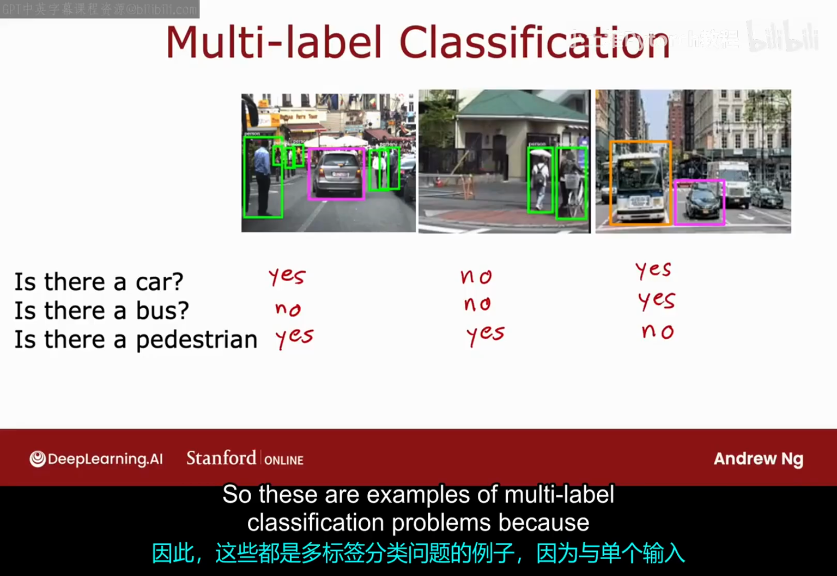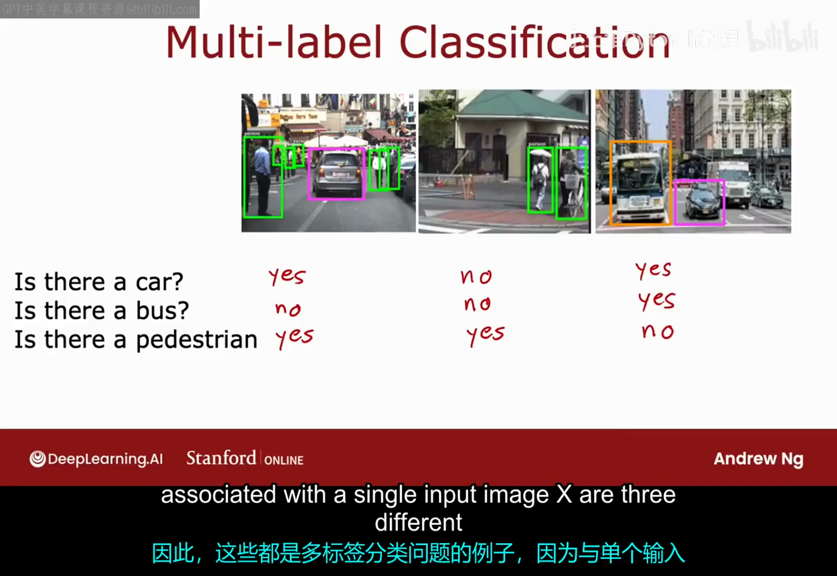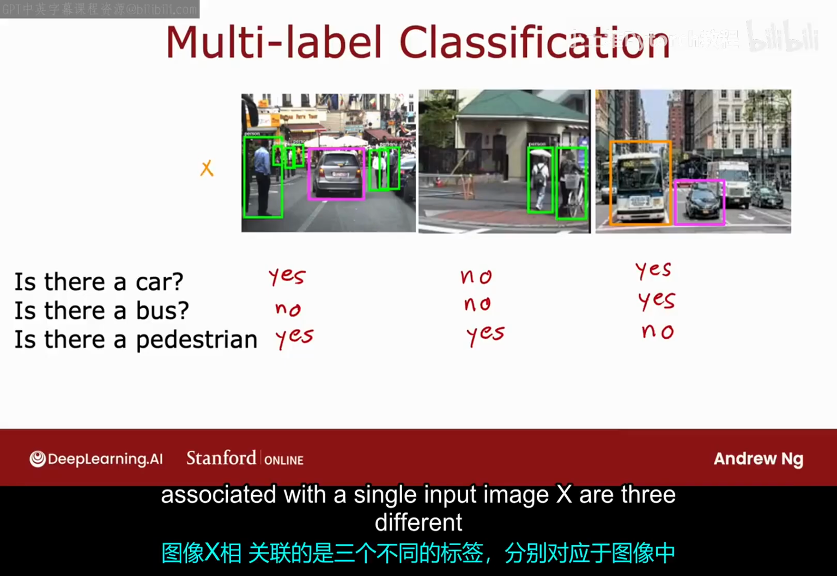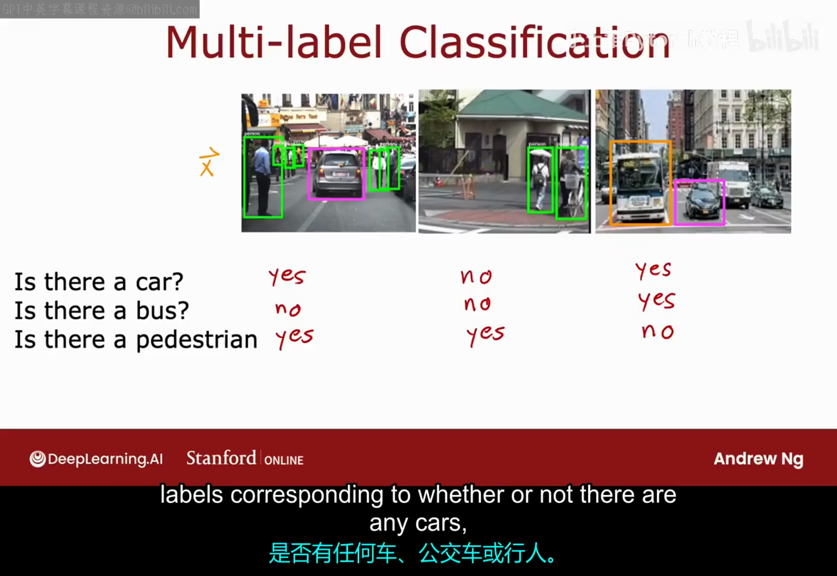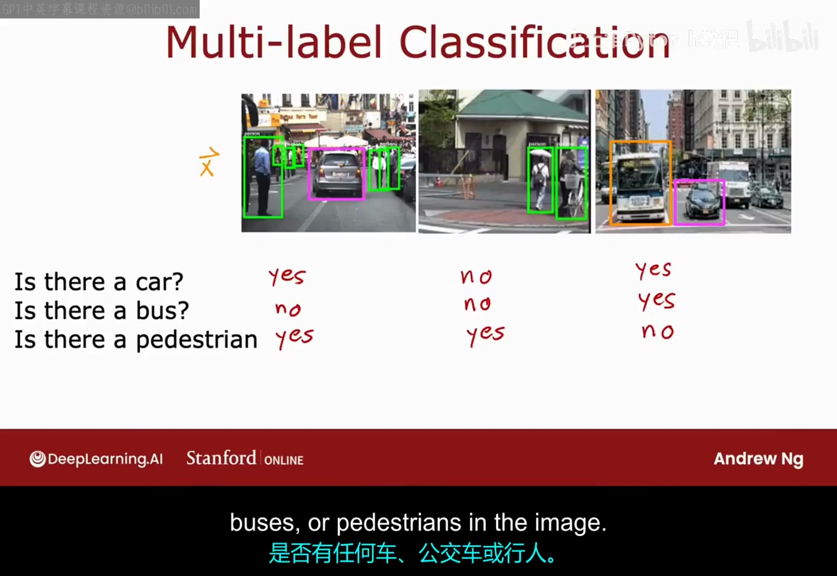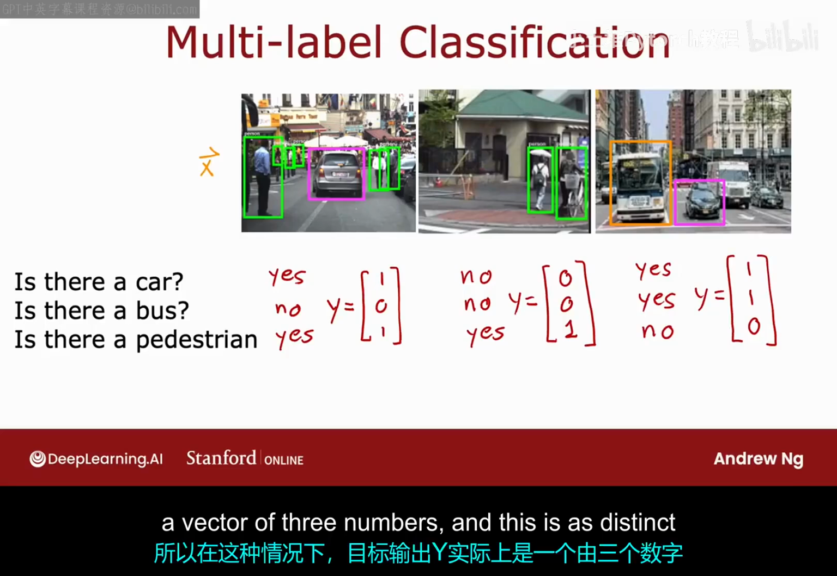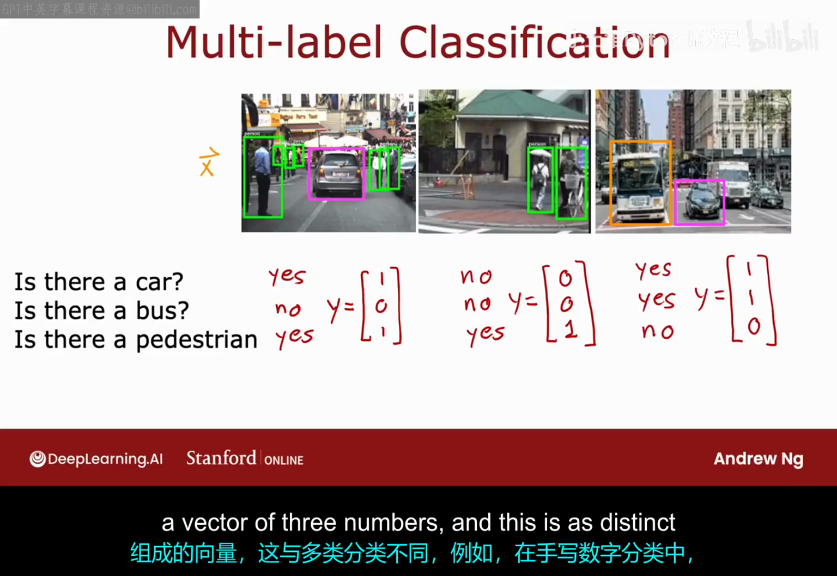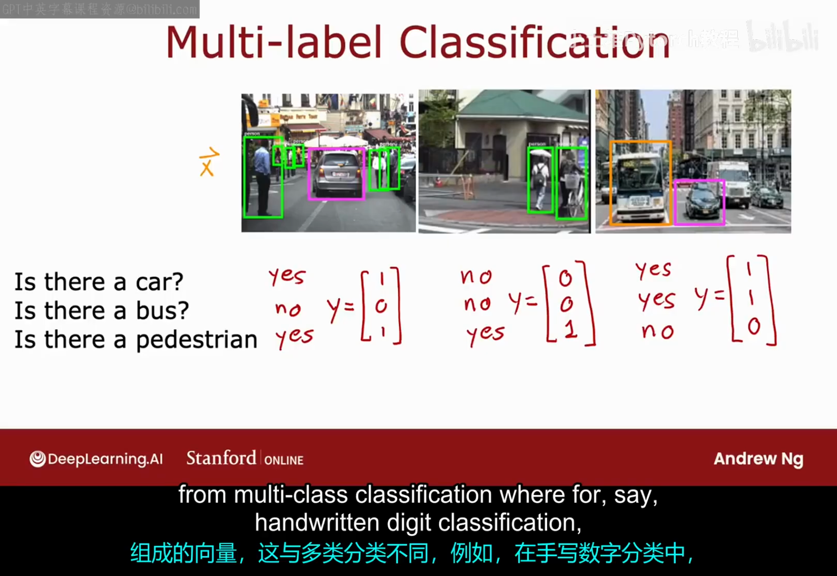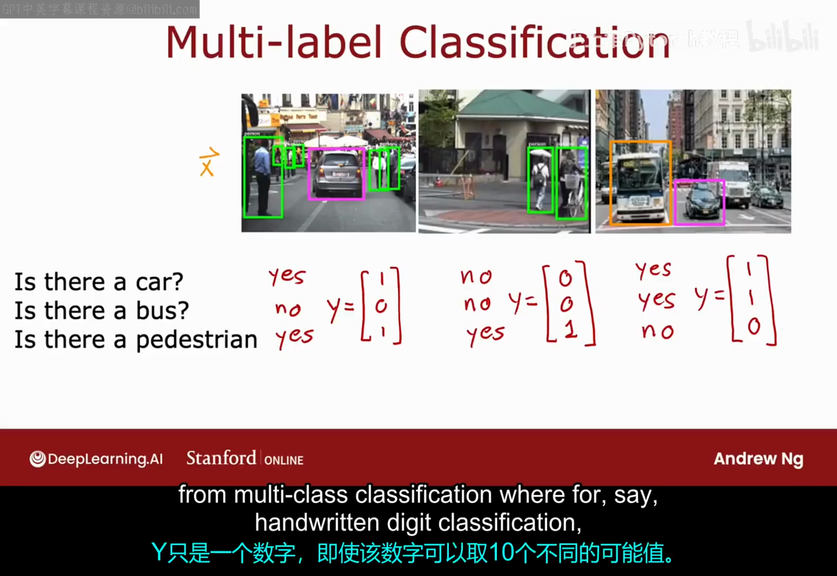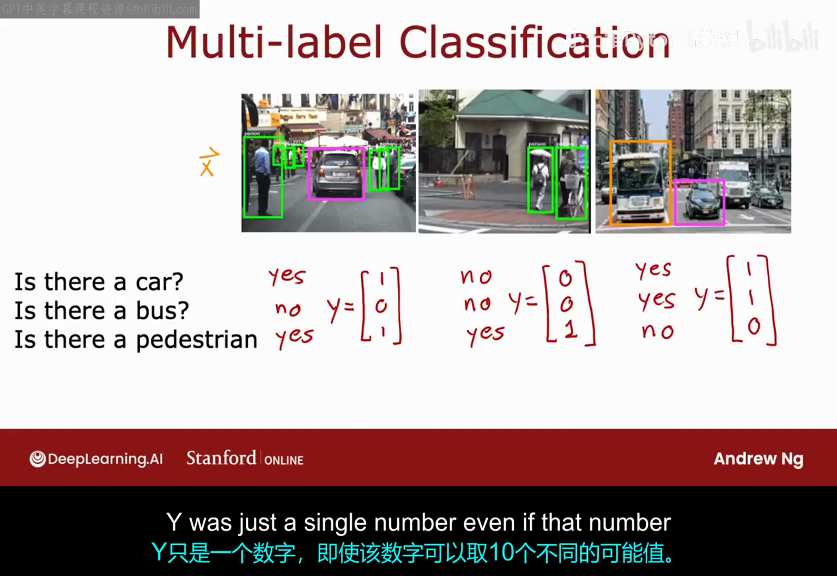So these are examples of multi-label classification problems because associated with a single input image X are three different labels corresponding to whether or not there are any cars, buses, or pedestrians in the image. So in this case, the target output Y is actually a vector of three numbers. And this is as distinct from multi-class classification, where for, say, handwritten digit classification, Y was just a single number, even if that number could take on 10 different possible values.